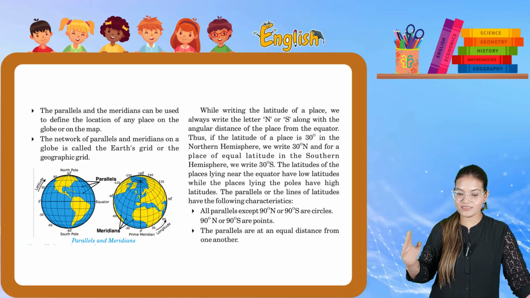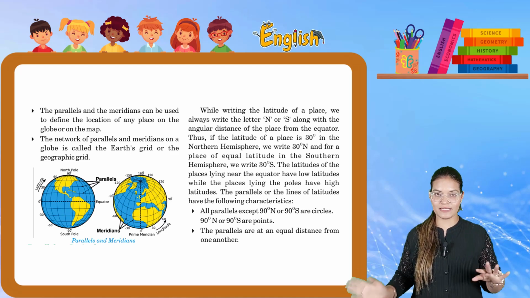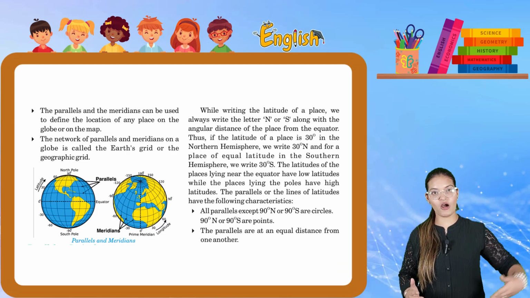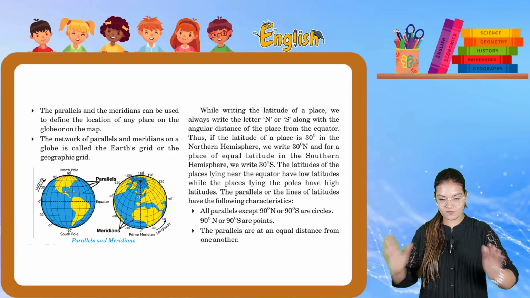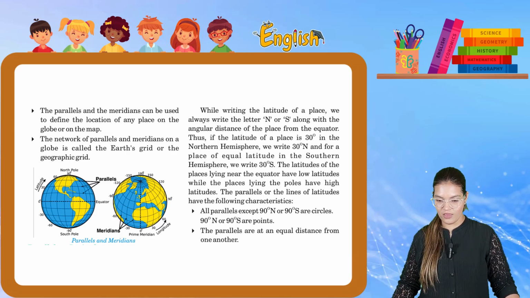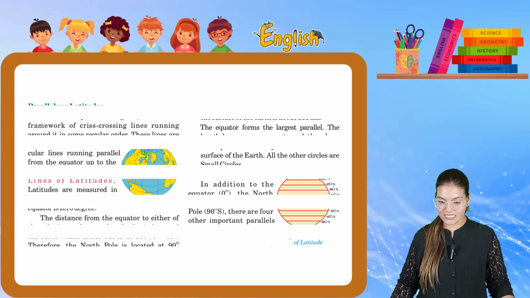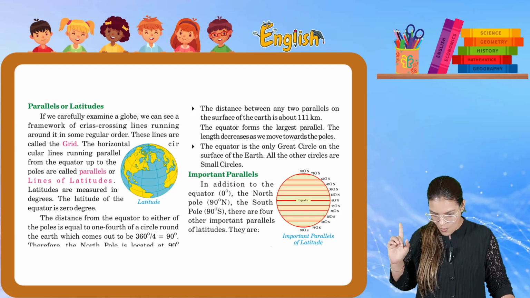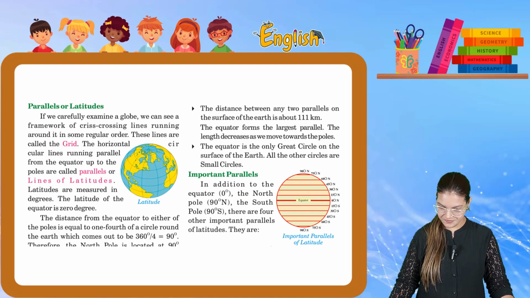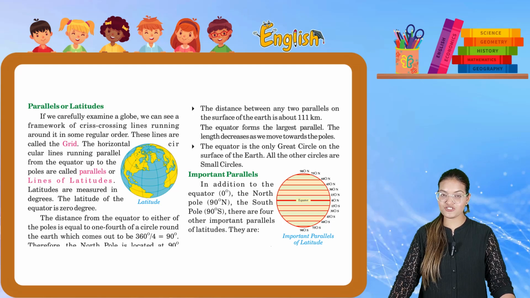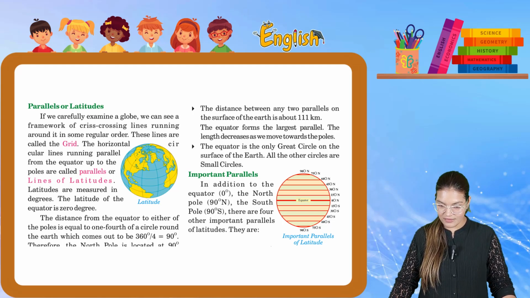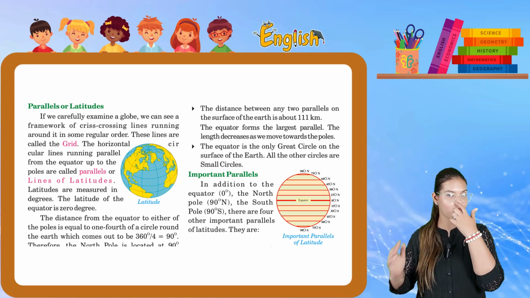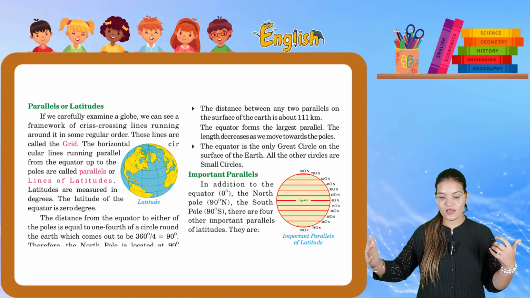Second, the parallels are at equal distance from one another. एक दूसरे से equal distance में होता है. ऐसा नहीं होता कि वो दूर है तो वो और भी ज्यादा आ गया. No, दोनों थोड़ा थोड़ा दूर होता है. Equal distance पे. The distance between two parallels on the surface of the earth is about 111 kilometers. The equator is the largest parallel, the length decreases as we move towards the pole. Length decrease हो जाती है जब हम move करने लग जाते हैं towards the pole.